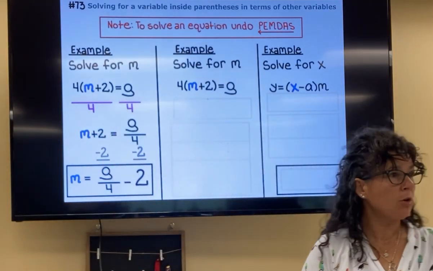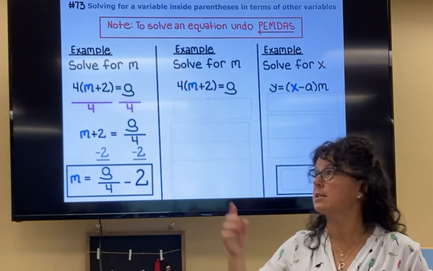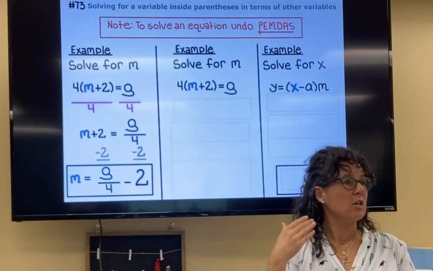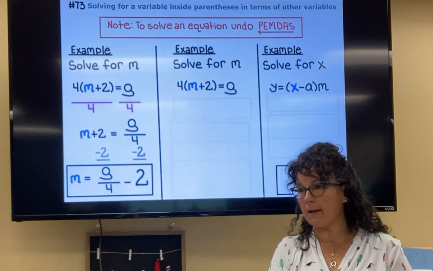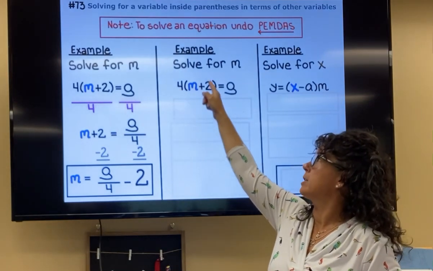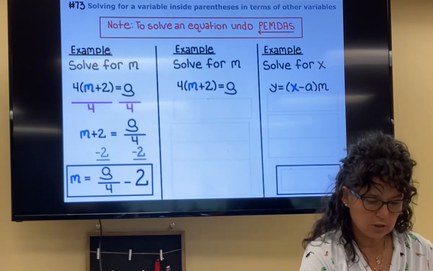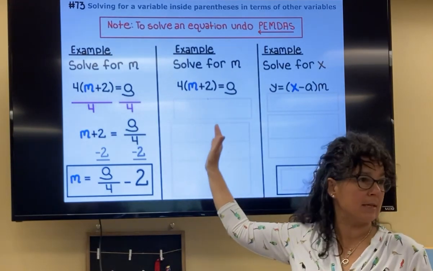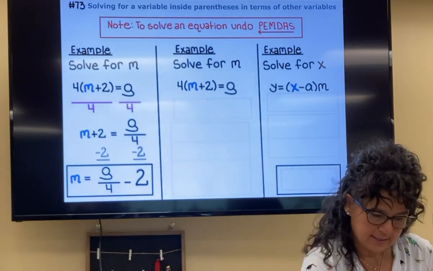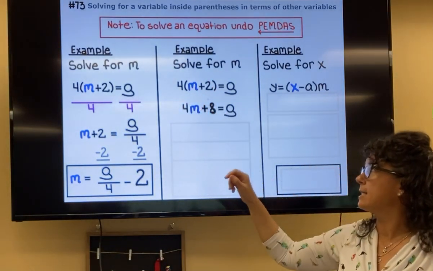It's not the only way to do the problem. Some of you are going to be tempted because you're so used to seeing a number in front of parentheses, so you immediately distribute that and take 4 times m, get 4m, 4 times 2, and get 8. It's fine to do that, and I want to just do a different method side by side so you can see that it is the same thing. So 4 times m, 4m, 4 times 2 is 8.